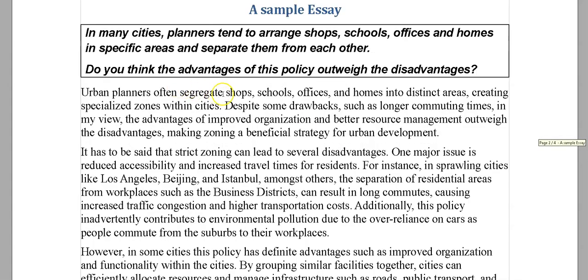Urban planners often segregate shops, schools, offices, specialised zones. Just write some drawbacks. What are they? My view, the advantages of improved organisation and better resource management. Answer the question, outweigh the disadvantages.